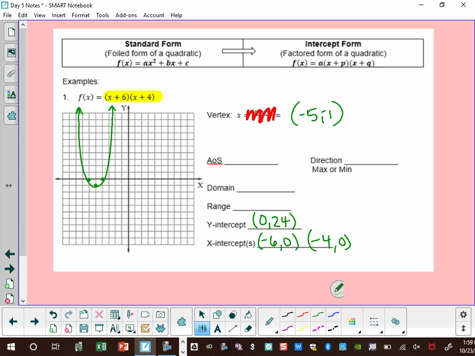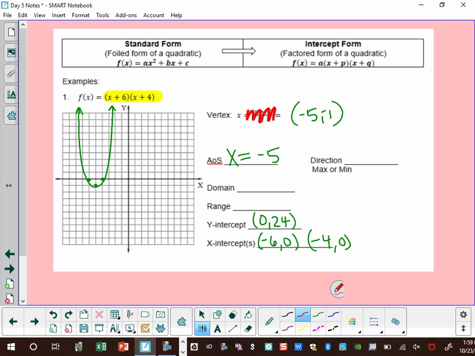Alright, let's go back up. My axis of symmetry. For this answer, it always has to be in x is. Okay, that's what that equal sign means, x is. What is my axis of symmetry? It is the same as the x value in my vertex, negative 5. Axis of symmetry means if I were to cut this graph in half, it'll be right down the middle, right? So if you count over, 1, 2, 3, 4, 5, that's negative 5.